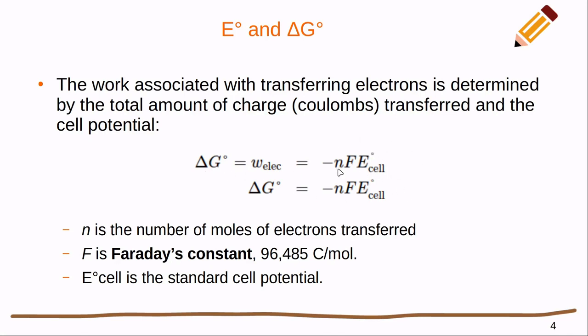And that equation is delta G equals negative nFE, where n is the number of moles of electrons transferred during the reaction. So we need to know what those half cell reactions are and pay attention to how many electrons were transferred during a redox reaction. Remember, it is often not just one. F is Faraday's constant, which is just a number that we need to know, 96,485 coulombs per mole. And E cell is the standard cell potential, which we know to be in volts or joules per coulomb, which is how these coulombs are going to cancel in this equation.